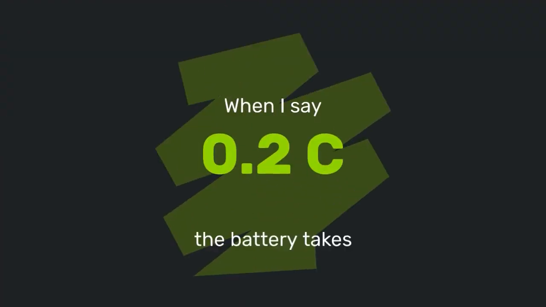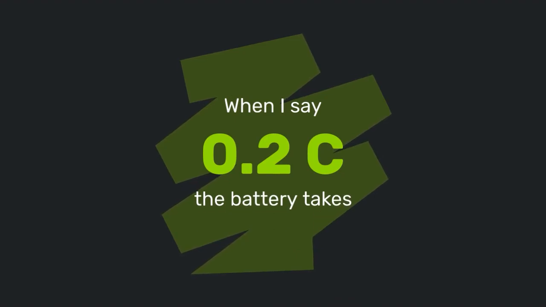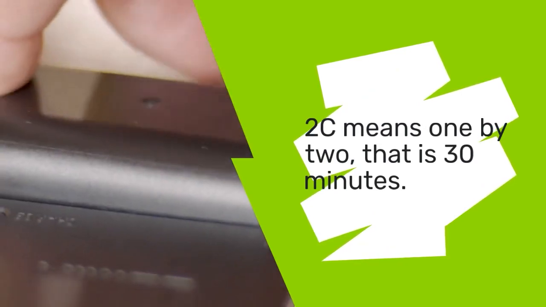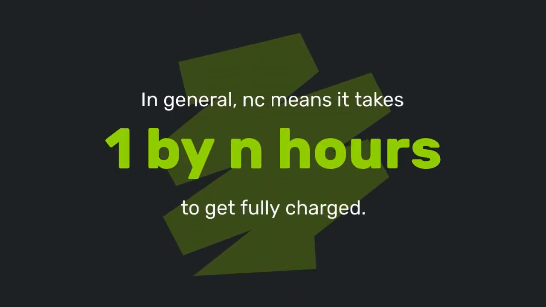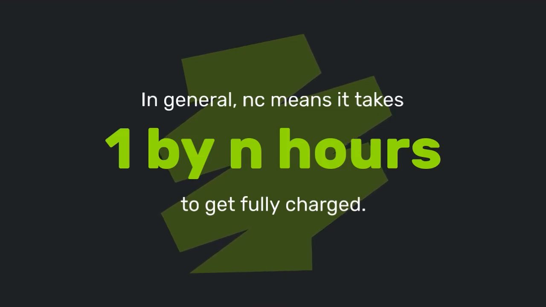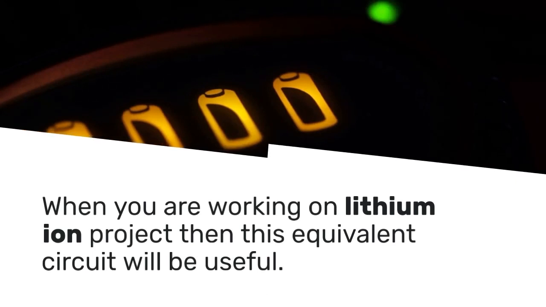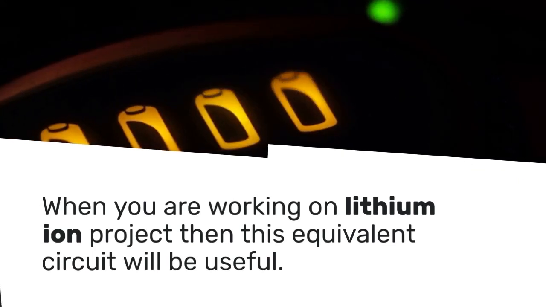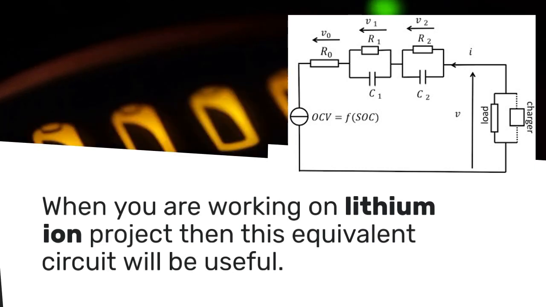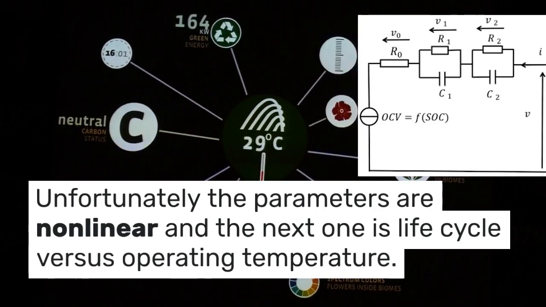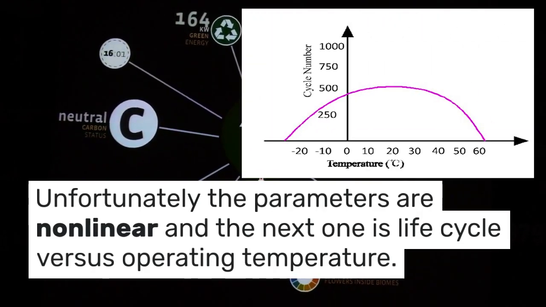When I say 0.2 C, the battery takes 1 divided by 0.2, that is 5 hours. 2C means 1 by 2, that is 30 minutes. In general, nC means it takes 1 by n hours to get fully charged. The equivalent circuit of a battery has resistances and capacitances. When you are working on a lithium ion project, this equivalent circuit will be used. Unfortunately, the parameters are non-linear, and the next one is life cycle versus operating temperature.